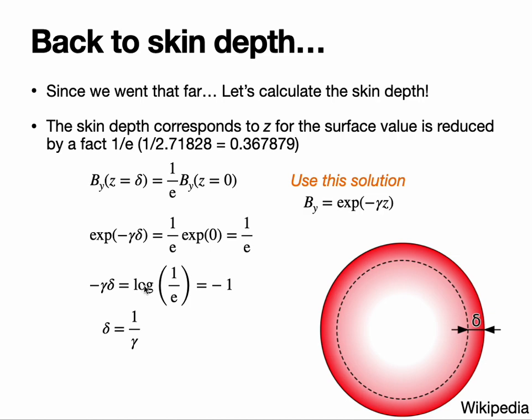Then you take the log of 1 over E, minus gamma delta is equal to the log of 1 over E, and this is simply the log of 1 minus the log of E, and the log of E is 1. So it makes minus 1. There is a simple relationship now between the skin depth delta and the parameter gamma.